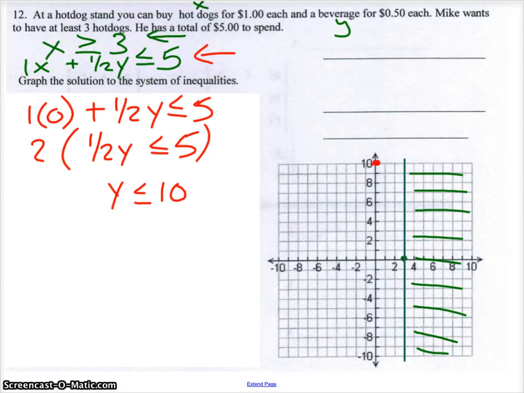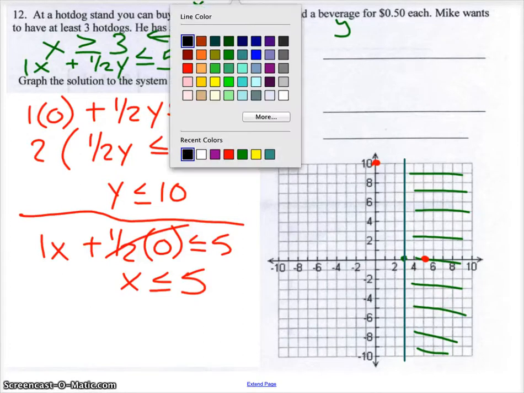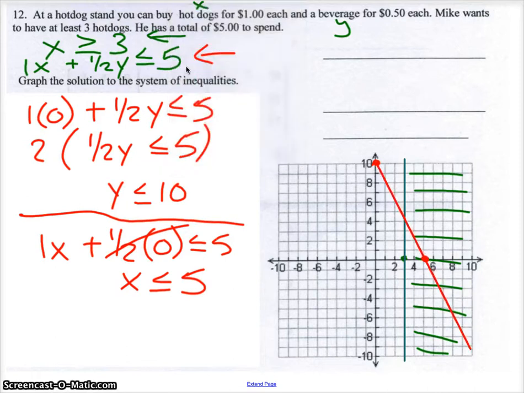There's our y term. And then we'll do the same thing for our x coordinate by making y 0. So 1x plus 1/2 of 0 is less than or equal to 5, or x is less than or equal to 5. So come here, place our dot here at the 5. Now, the question is, how do we shade this? First of all, it's a solid line because we want less than or equal to 5. So we're going to take the line tool, make it red, and draw a nice little line right through there.